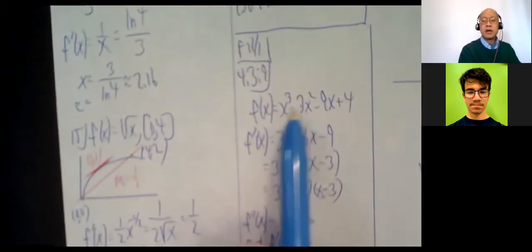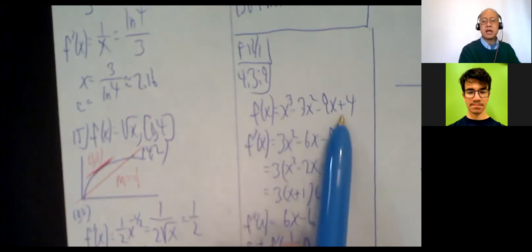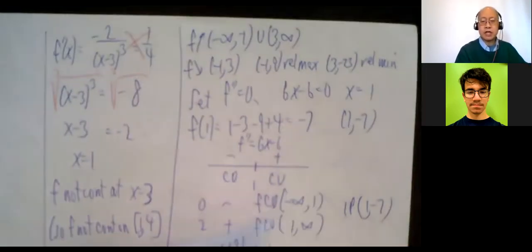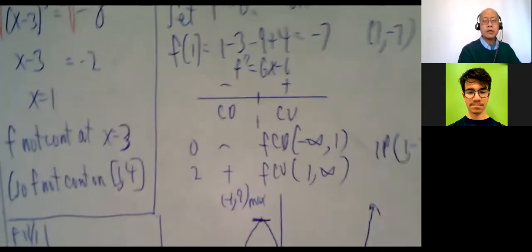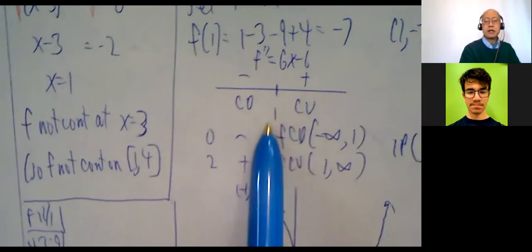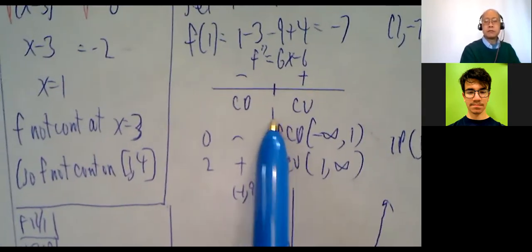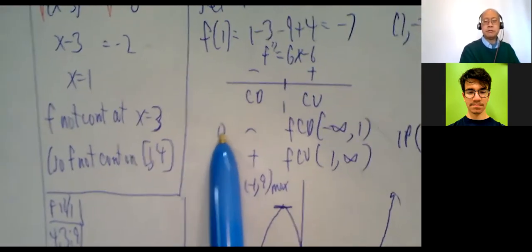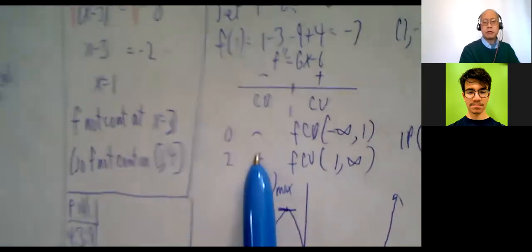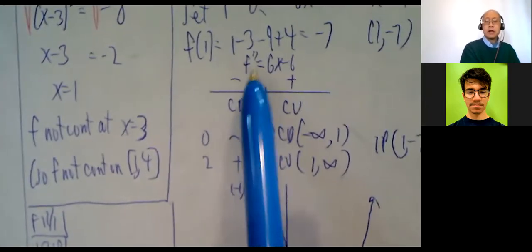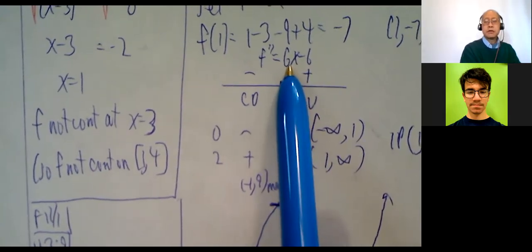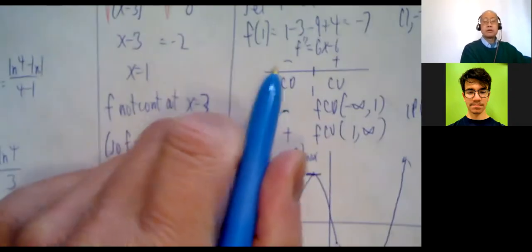Plug in 1. You'll have 1 minus 3 minus 9 plus 4. If you work it all out, it's negative 7. So (1, -7). So on my number line, I lay down 1. Pick something here, 0. Pick something here, 2. The second derivative is 6x minus 6. Plug in 0. 6 times 0 minus 6, that's a negative. So minus.